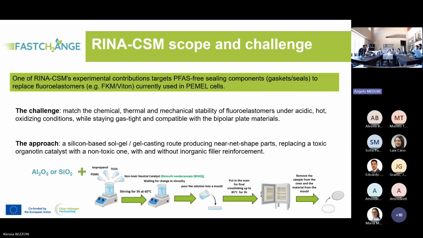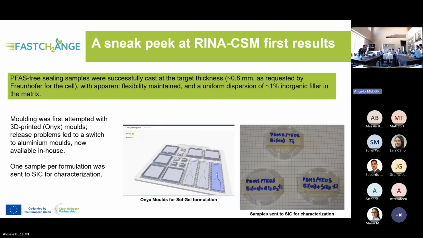As mentioned before, another topic that we are developing in the project is the substitution with PFAS-free sealing components for gaskets and seals. So in this case, the approach is to cast different materials in specific molds by using the sol-gel route to modify the chemistry of the materials.